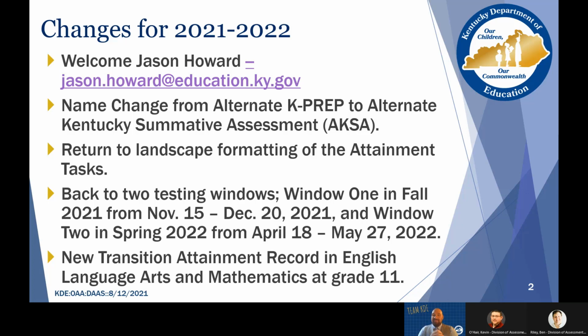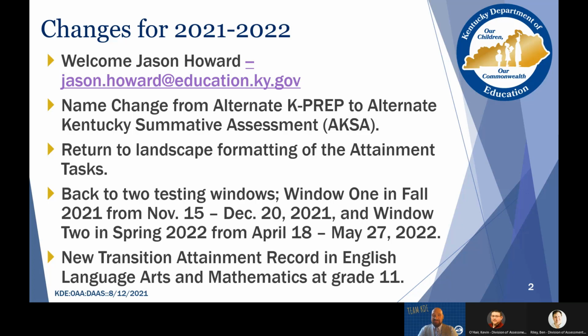This year, we'll be returning to the landscaping format of the Attainment Task as well. This will allow students to sit across the table from the test administrator and see the student response options page. Additionally, the response options will go across the page, left to right, on one single row. As with previous administrations prior to last year, we plan to return to the two testing windows, one in the fall and the other in the spring.